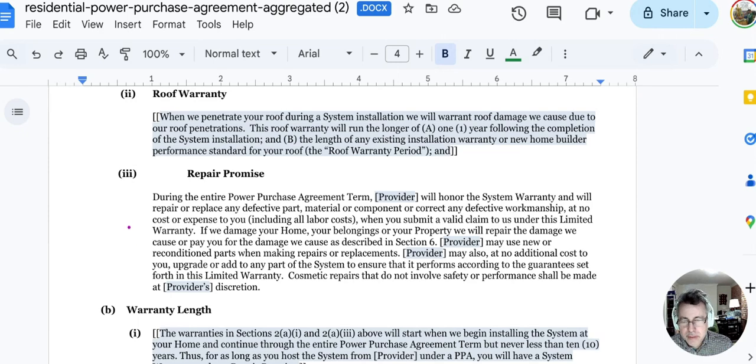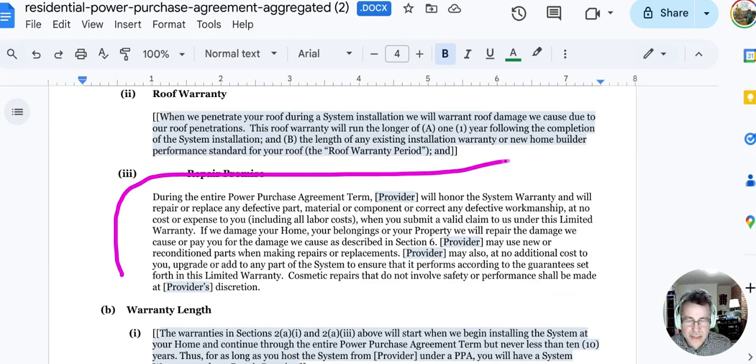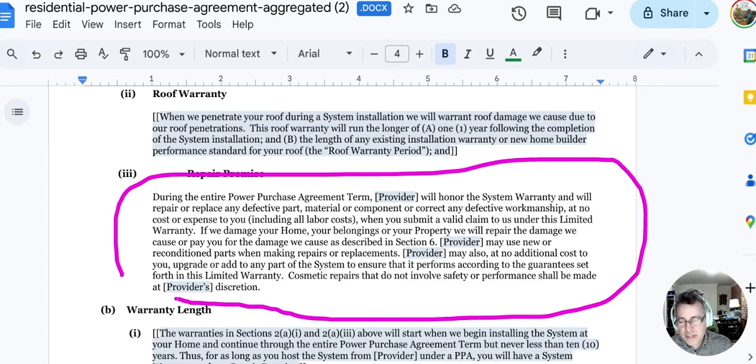So what about the repairs? Remember, these are their panels, not yours. So they put them on and they're selling you electricity, but they're still their panels. So they will repair the panels when they're defective and bad workmanship, and it's not producing power. They can do these repairs, but they will use reconditioned parts, which are cheaper.